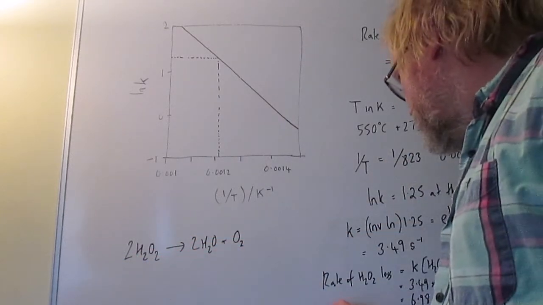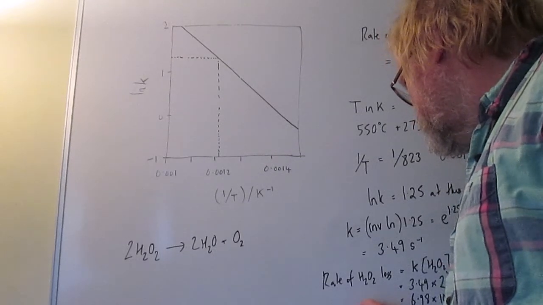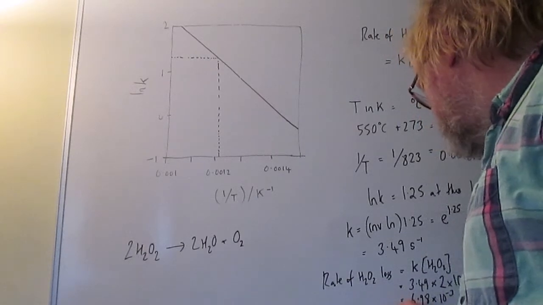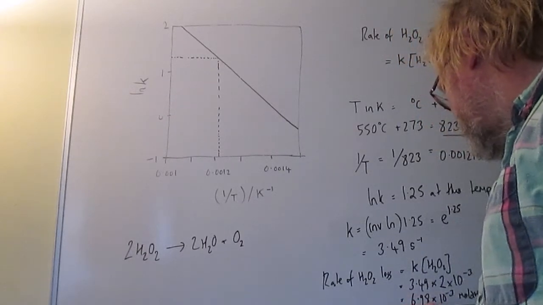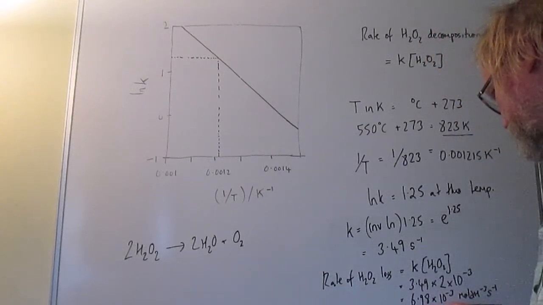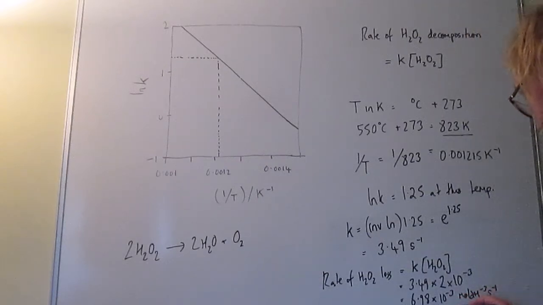So the final thing is to get that the rate of forming O2 will just be a half of this number. So it's a half times 6.98 times 10 to the minus 3, which is 3.49 times 10 to the minus 3 moles per dm cubed per second.